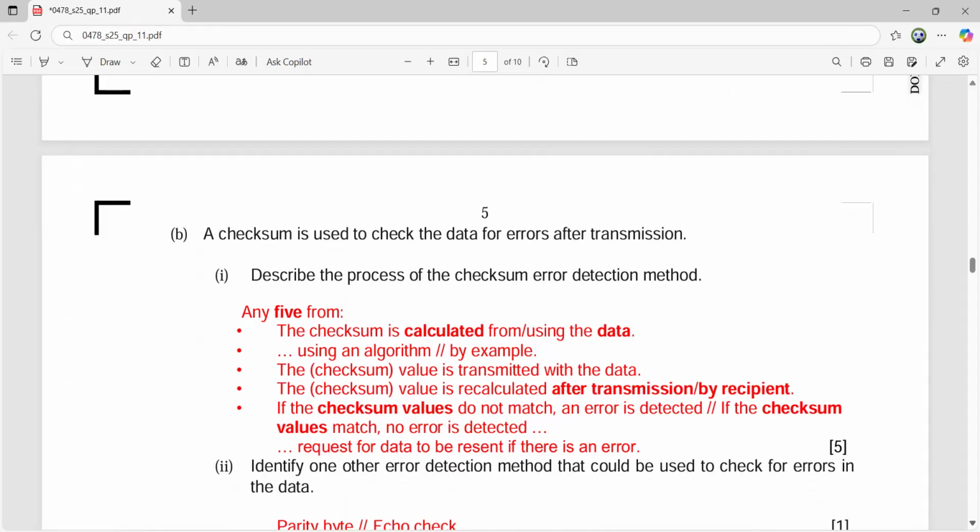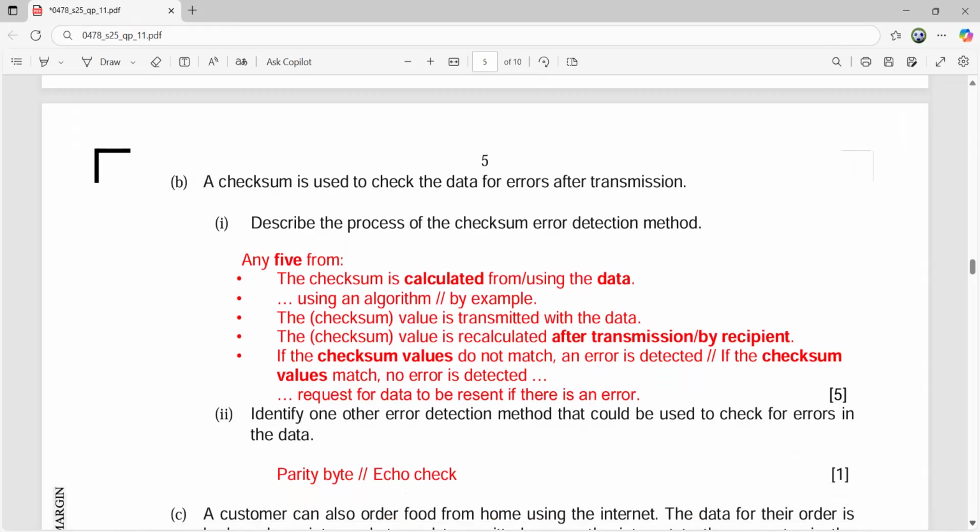And in this manner, if you have written the values in a sequence, you have written your answer in a sequence, then definitely 5 marks are yours. And these are just in the point form. You have to describe it. Please be clear.